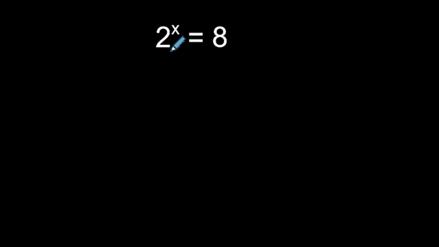If you get a situation like this, 2 to the power of x equals 8, you need to make 8 have the same base as this side over here. You want to think of what power of 2 would equal 8. Well, 2 times 2 is 4, and then 4 times 2 would be 8. So 2 to the power of 3 would be 8.